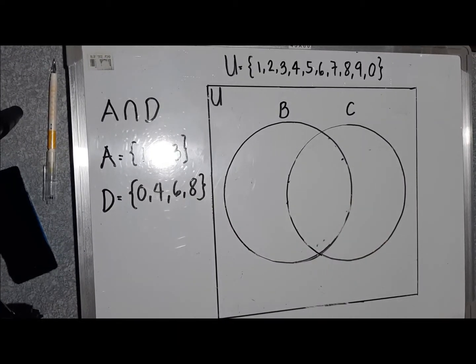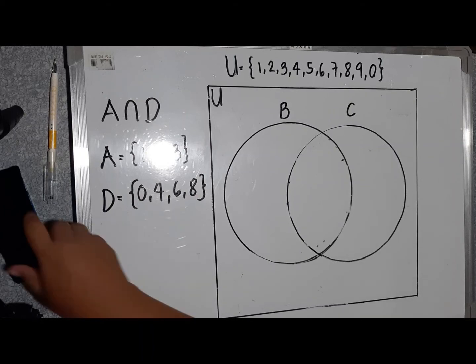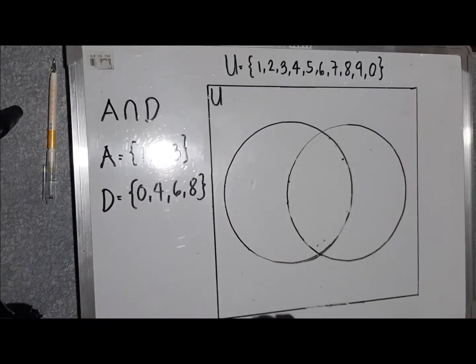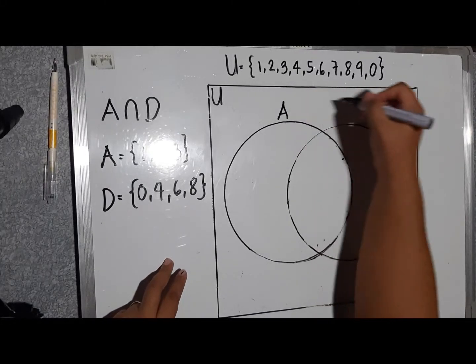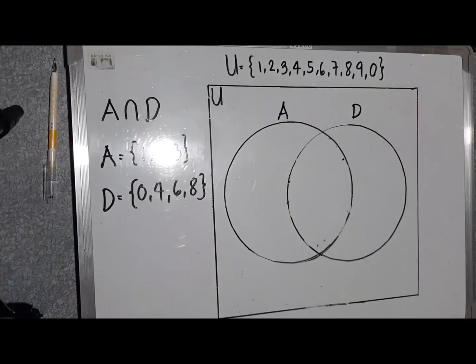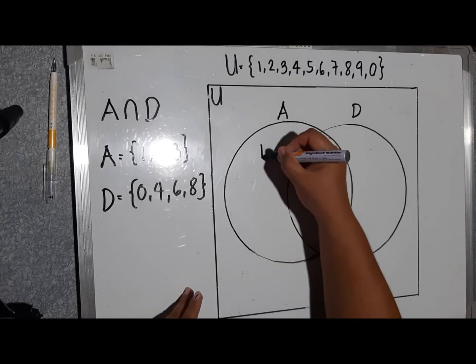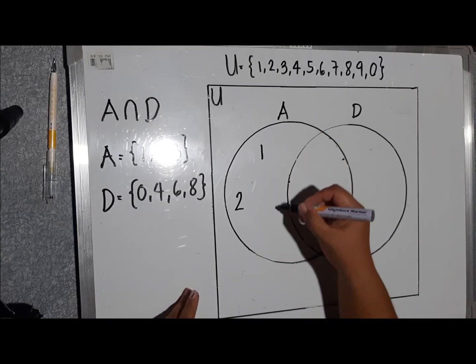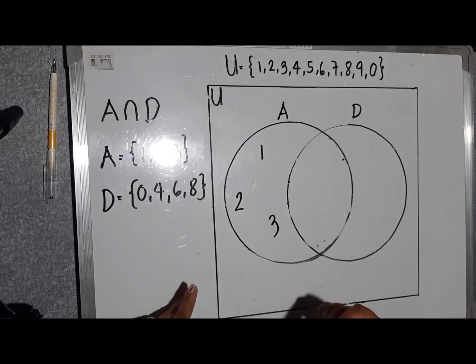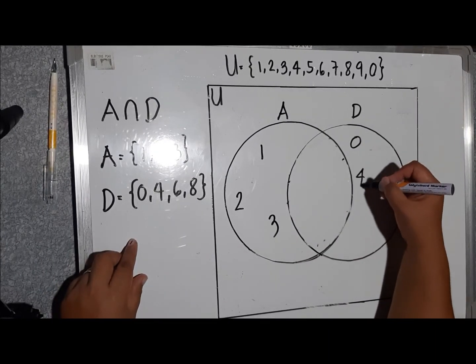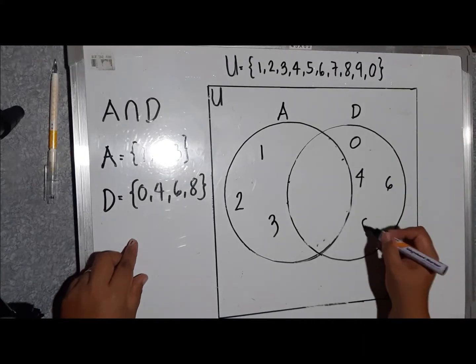The label on our circles is wrong. Let's change this to A and D. Okay, here we go. So, all the elements of A, we place outside the overlapping area: 1, 2, and 3. Same with letter D, we have 0, 4, 6, 8.